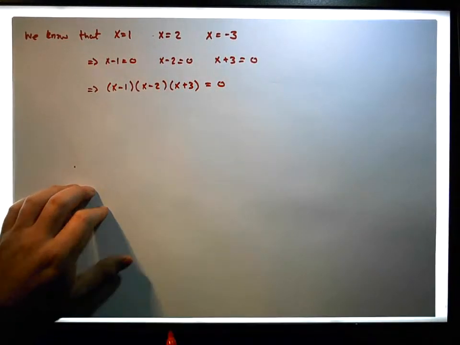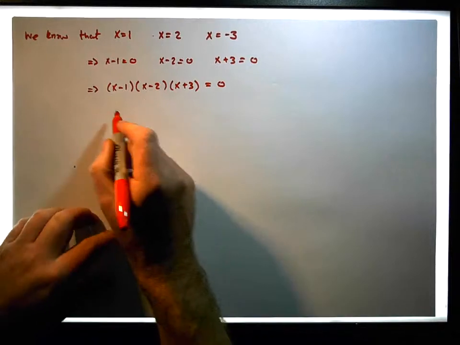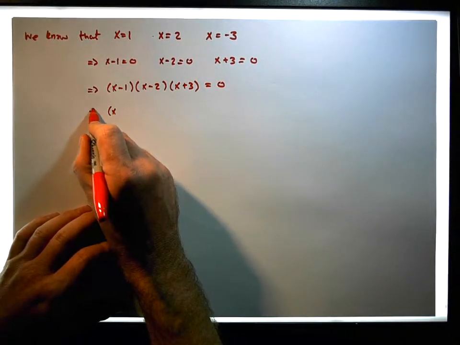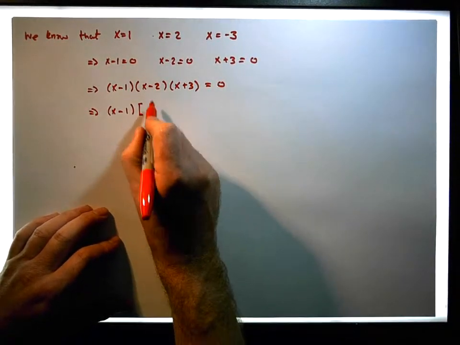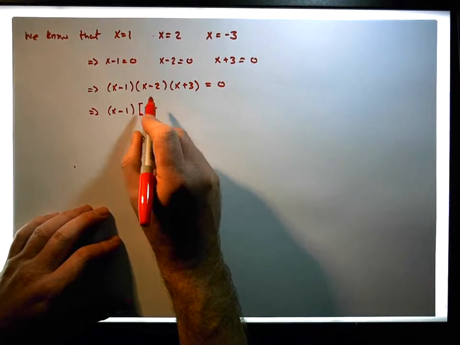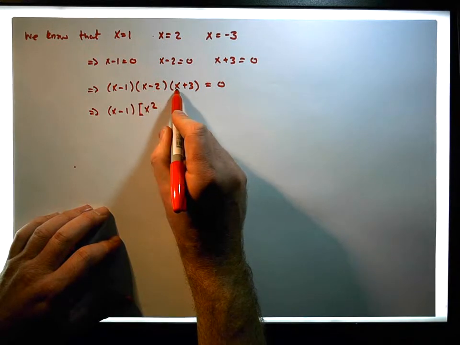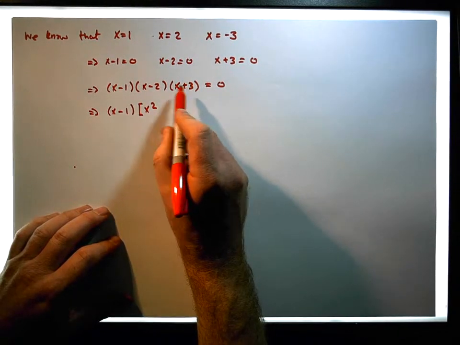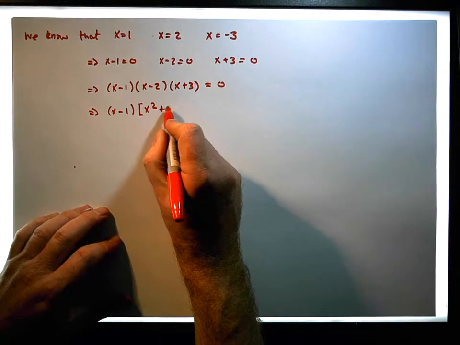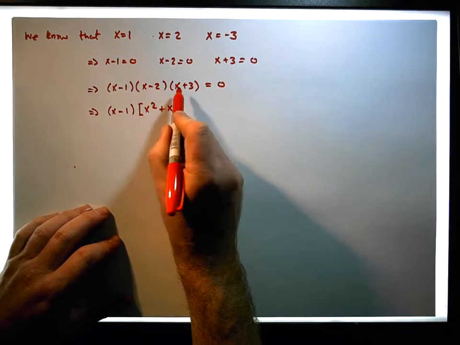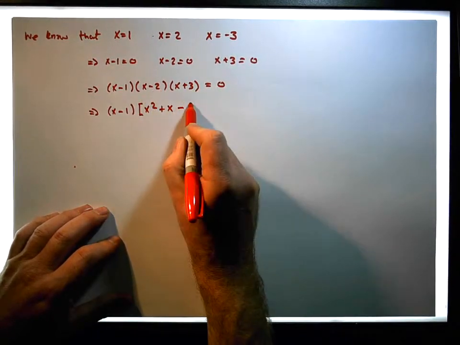So this implies that x minus 1 times x minus 2 times x plus 3 must be equal to 0. Let's multiply out these two terms here. x minus 2 times x plus 3: x times x gives us x squared, x times 3 gives us a positive 3x, minus 2 times x gives us a minus 2x. So the 3x and the minus 2x give us a positive x, and minus 2 times 3 gives us minus 6.